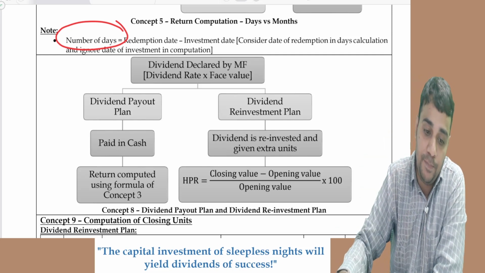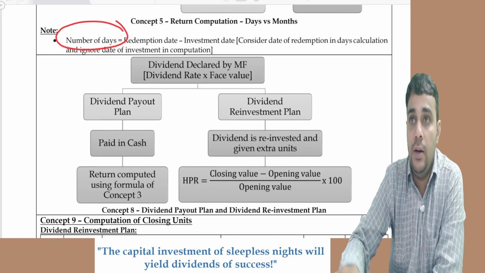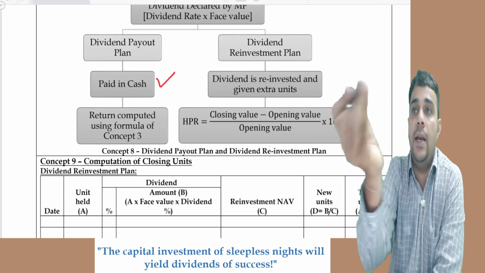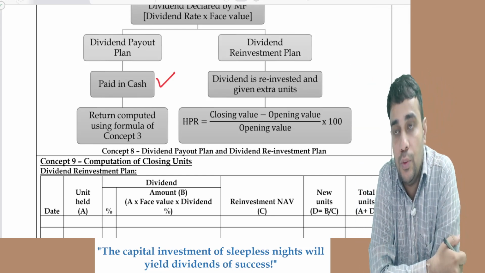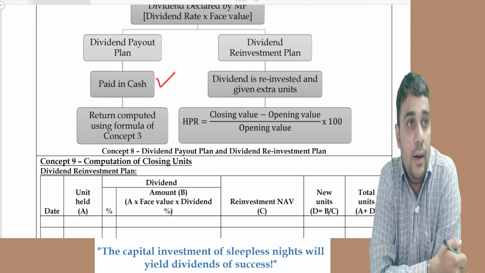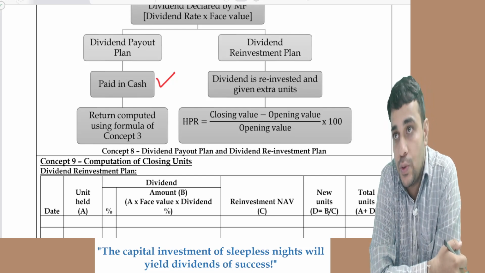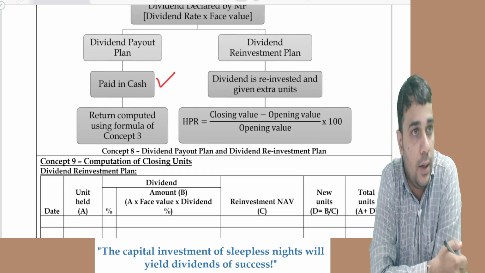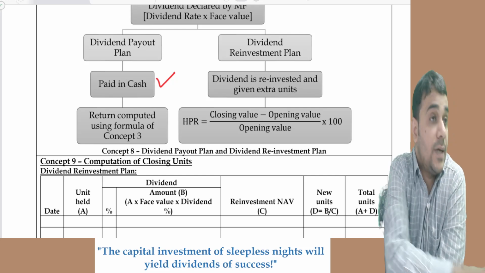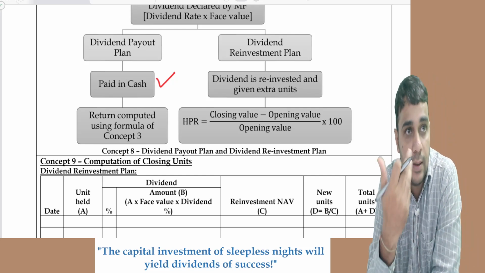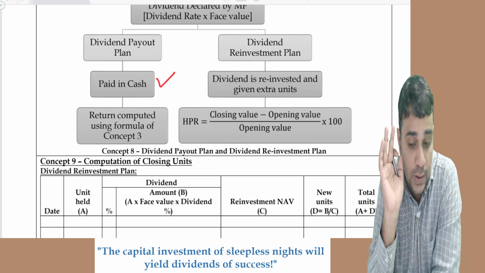Two things can happen: dividend payout, dividend reinvestment. Payout means I will give money to you. How do you calculate return? What I get back minus what I give, divide by what I give, into 12 by m into 100. Whatever you learnt in concept 3: NAV1 minus NAV0 plus D1 plus CG1 divide by NAV0 into 12 by m into 100, complete the calculation. That is your normal approach.